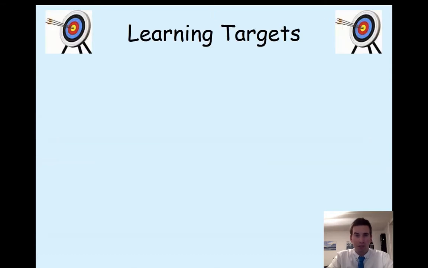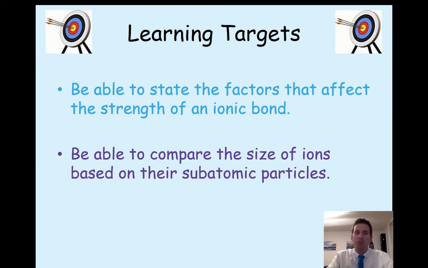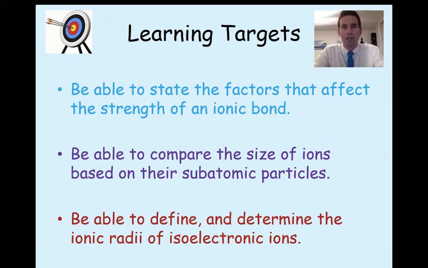So hopefully, by the end of this video, you should be able to state the different factors that affect the strength of an ionic bond, compare the sizes of ions based on how many protons and electrons they have, and define isoelectronic ions and determine the relative size of their ionic radii.